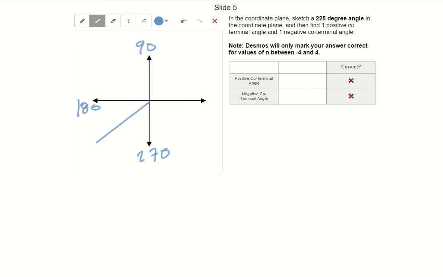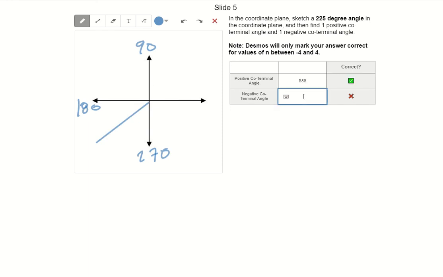And then to find a coterminal angle, we're just going to add 360 to that, which would be 585. You could add 720 or 1080, just as long as it's a full circle around. That would be 360. That would be 720. That would be 1080. I think the next one's 1440, another full circle. But anyway, you add 360 and you get 585.